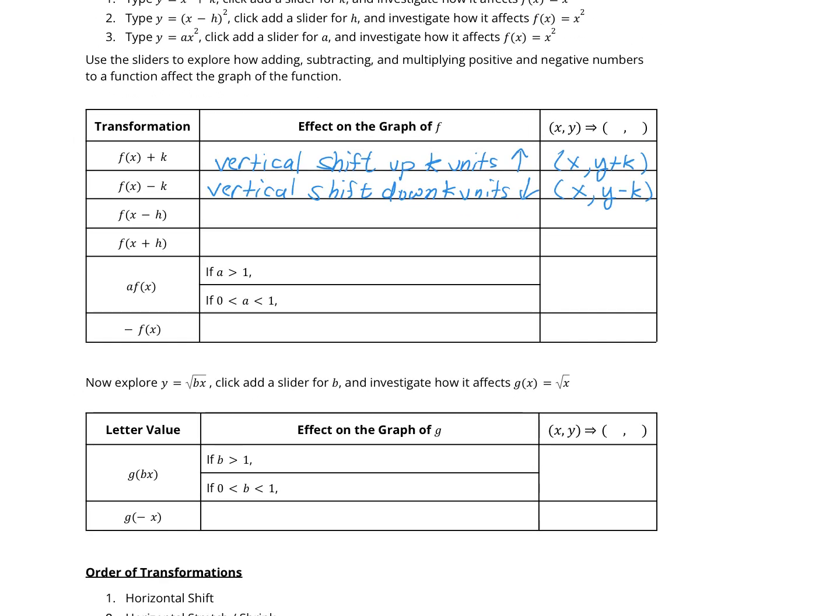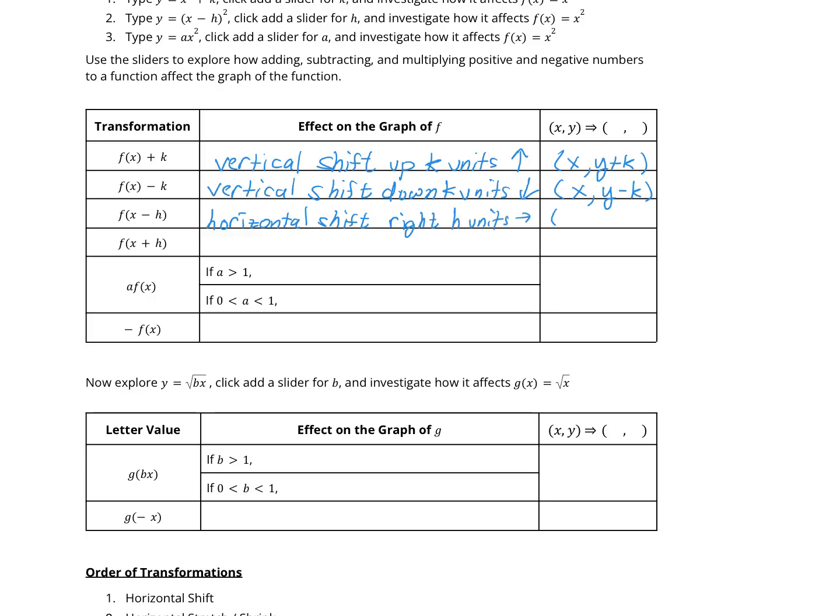We now move on to adding and subtracting inside of the function itself. These are horizontal shifts, and they're actually the reverse of the sign that you see in the actual notation. So subtracting h is going to actually move the function to the right h units, and adding h is going to move the function left h units. So again, these are horizontal shifts, and this is going to be to the right h units.